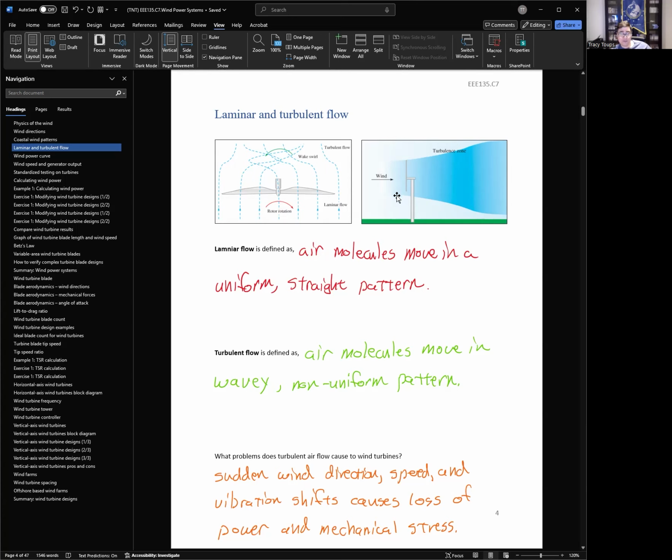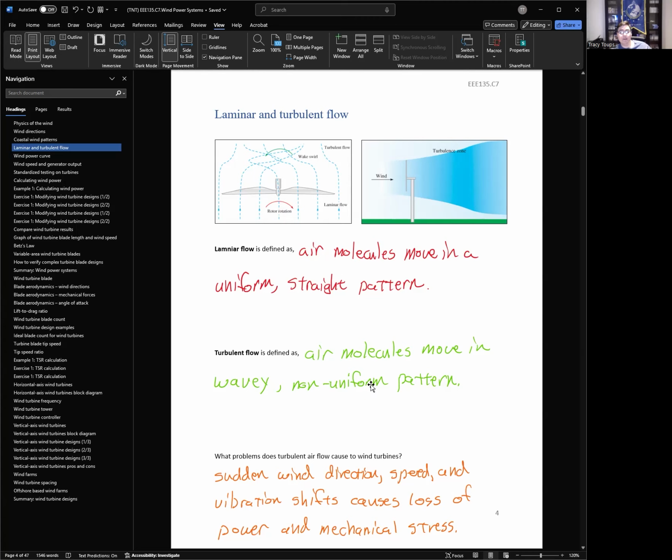Now, unfortunately, the wind turbine itself is going to chop up the wind. Just the blades moving is going to split the wind. So if you ever stand behind a wind turbine, the air is going to go all over the place, swish-swashing everywhere. It's going to be very loud, and you can get battered by the wind. It's going to be a bad time. This is very turbulent airflow. Turbulent flow is when the air molecules move in a wavy, non-uniform, and unpredictable pattern.